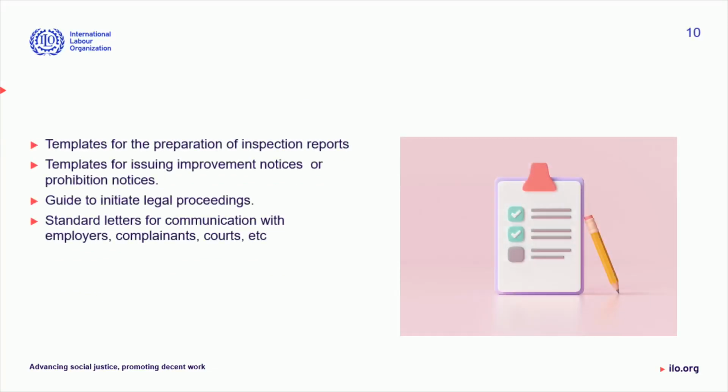Other tools for labor inspectors include templates for the preparation of inspection reports, which can ensure that all relevant information is captured in a structured and consistent manner. Templates for issuing improvement notices or prohibition notices can help ensure that these important documents contain all the necessary information and are formatted correctly. A guide to initiating legal proceedings can help inspectors navigate the complex legal process of prosecuting violators of labor laws. Standard letters for communication with employers, complainants, courts, and other stakeholders can help ensure that communication is clear, professional, and effective.